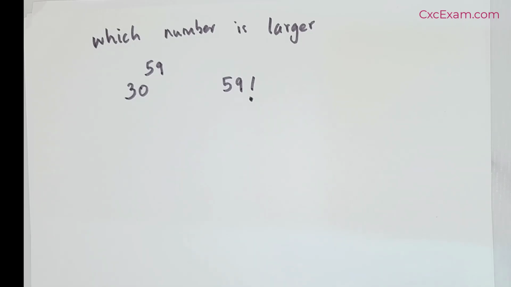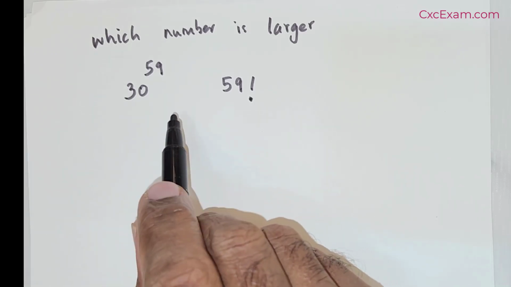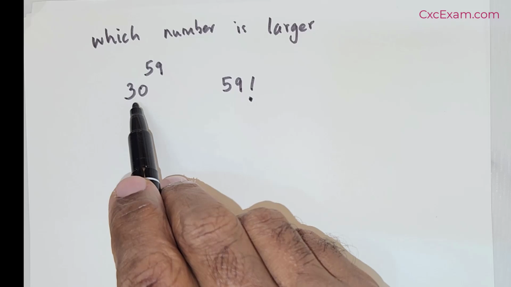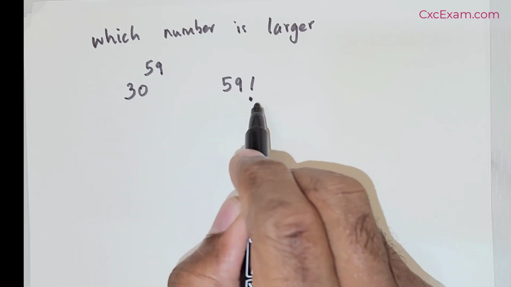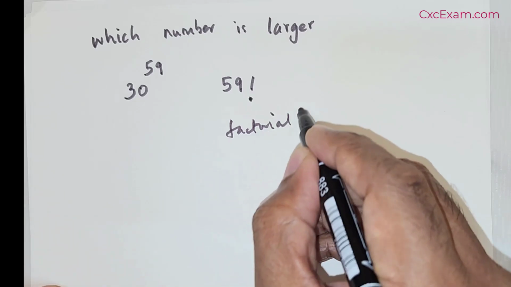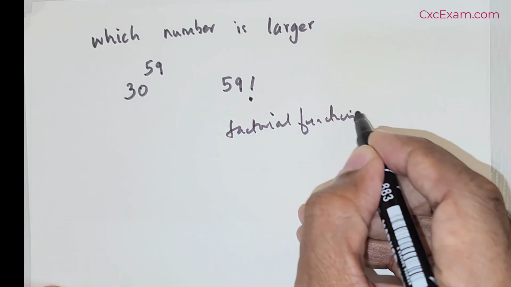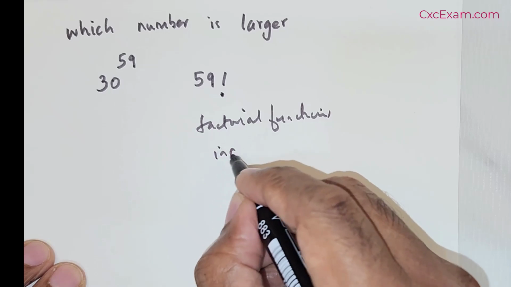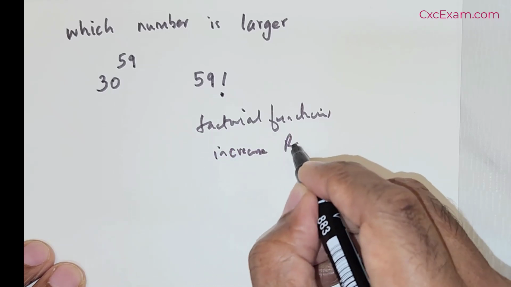Welcome everybody. We are given this question to find which number is larger. So you have 30 raised to the power of 59 and 59 factorial. Now factorial functions increase very rapidly.